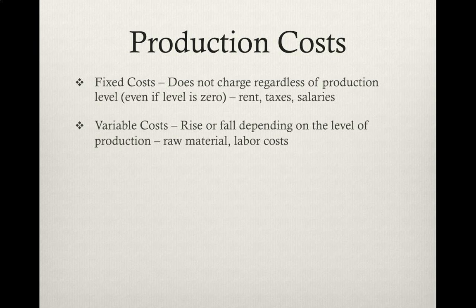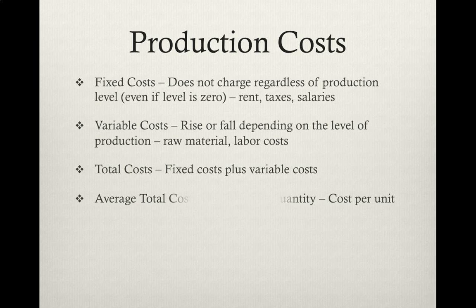Variable costs are exactly what the word variable means. They vary, they change, they rise and fall depending on the level of production. So if you make more, you obviously need more raw materials. If you have hourly workers, like David works at Chrysler and he works by the hour, the more hours he works, the more they have to pay him. Total cost, we get that by just taking those first two, your fixed and your variable, and adding them together, and that gives us the total cost of producing.